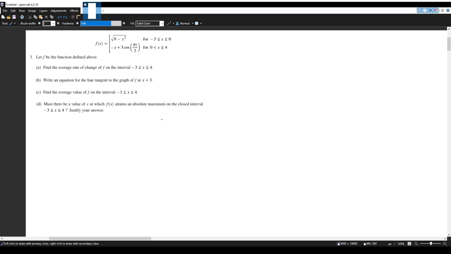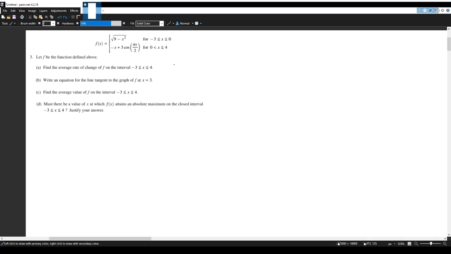Today we have an AP practice problem from the free response, the no calculator part of the test. So let's just get into it. Let f be the function defined above. f(x) equals all this, so it looks like we have a piecewise function. We have this part for -3 to 0, and then that part for 0 to 4. Find the average rate of change of f on the interval -3 to 4.